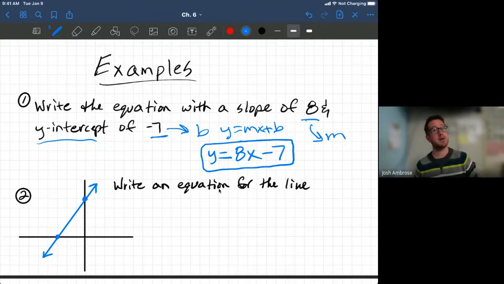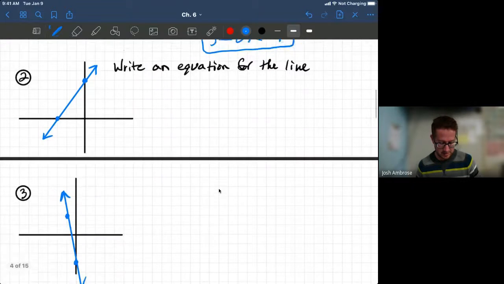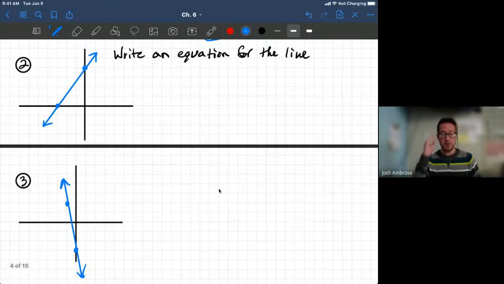That's all they're asking us to do. Here's the slope. Here's the y-intercept. Plug it into the equation. All right. Now let's get into the second example problem. Write an equation for this line.